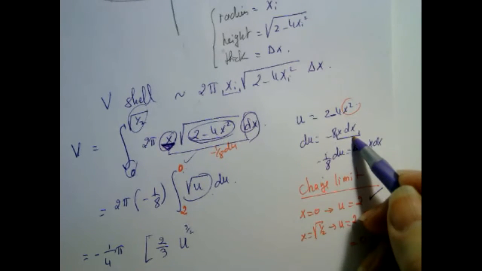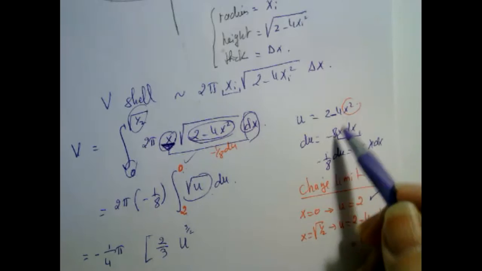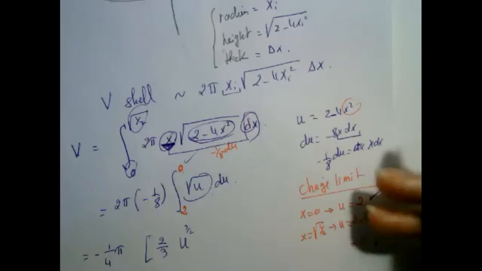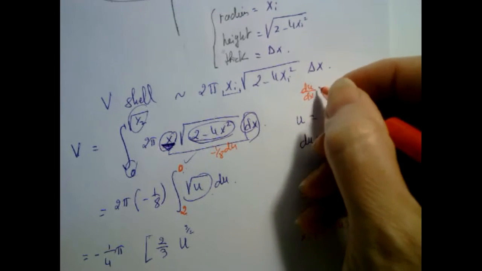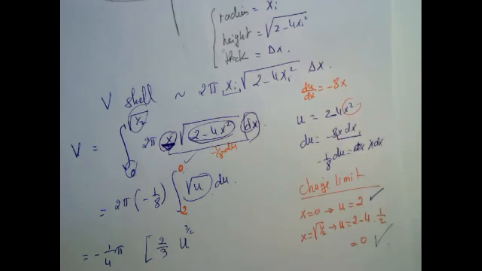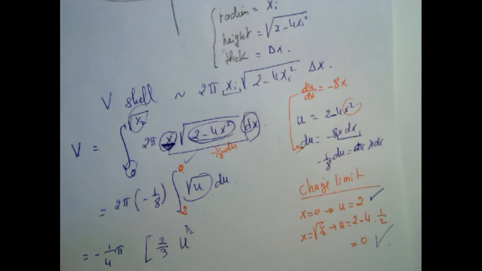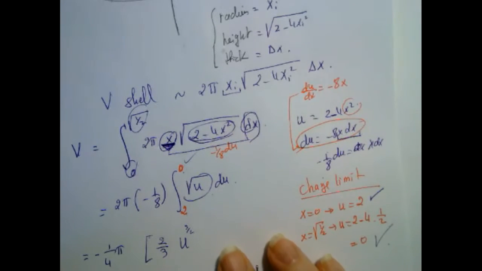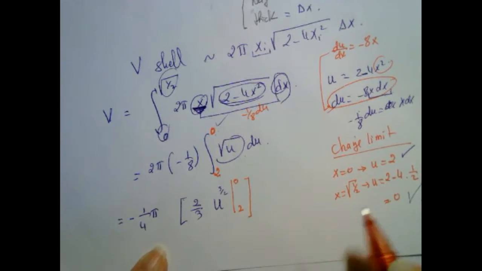Got it? Okay. So you find the derivative. What's the derivative? It's minus 8x dx. That's the derivative. Basically, the derivative du dx is minus 8x. So the du is minus 8x dx. With me? Okay, so that's just from the substitution. Got it.